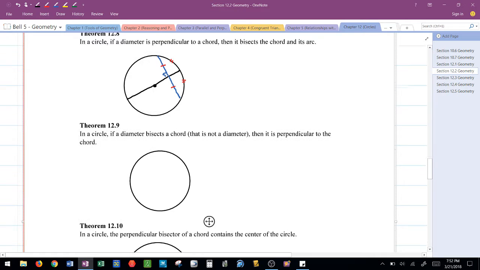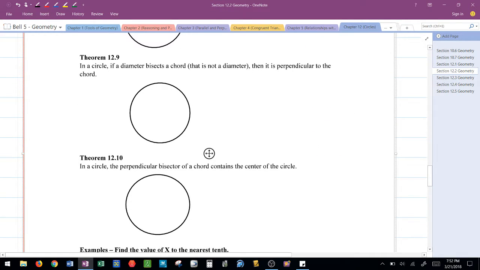Theorem 12.9 says, if a diameter bisects a chord that is not a diameter, then it's perpendicular to the chord. All right, so a diameter, there we go. Here's my diameter. If the diameter bisects a chord that is not a diameter, then it's got to be perpendicular to the chord. So in other words, if a diameter cuts through a segment like that, if it cuts through it and bisects this chord, then it must be perpendicular.